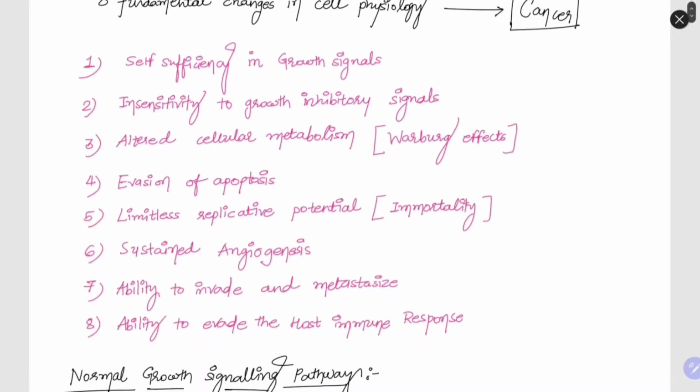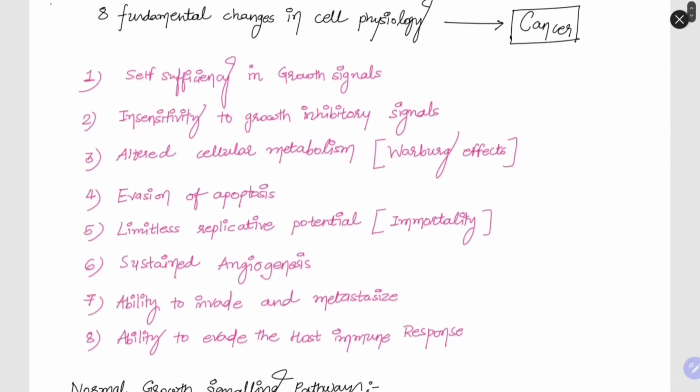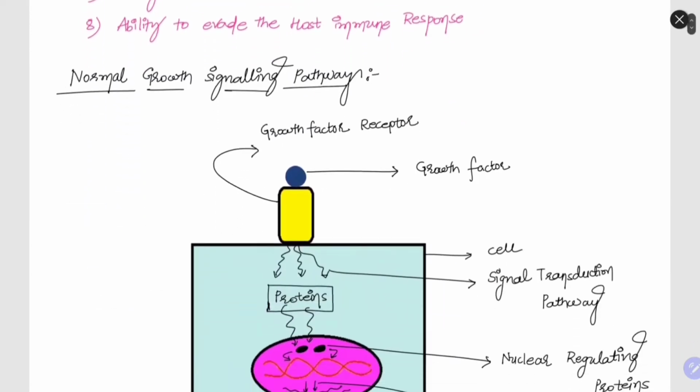There are a total of 8 hallmarks. First is self-sufficiency in growth signals. Second is insensitivity to growth inhibitory signals, which we are going to study today. Third is altered cellular metabolism. Fourth is evasion of apoptosis. Fifth is limitless replicative potential. Sixth is sustained angiogenesis. Seventh is the ability to invade and metastasize. And eighth is the ability to evade the host immune response.